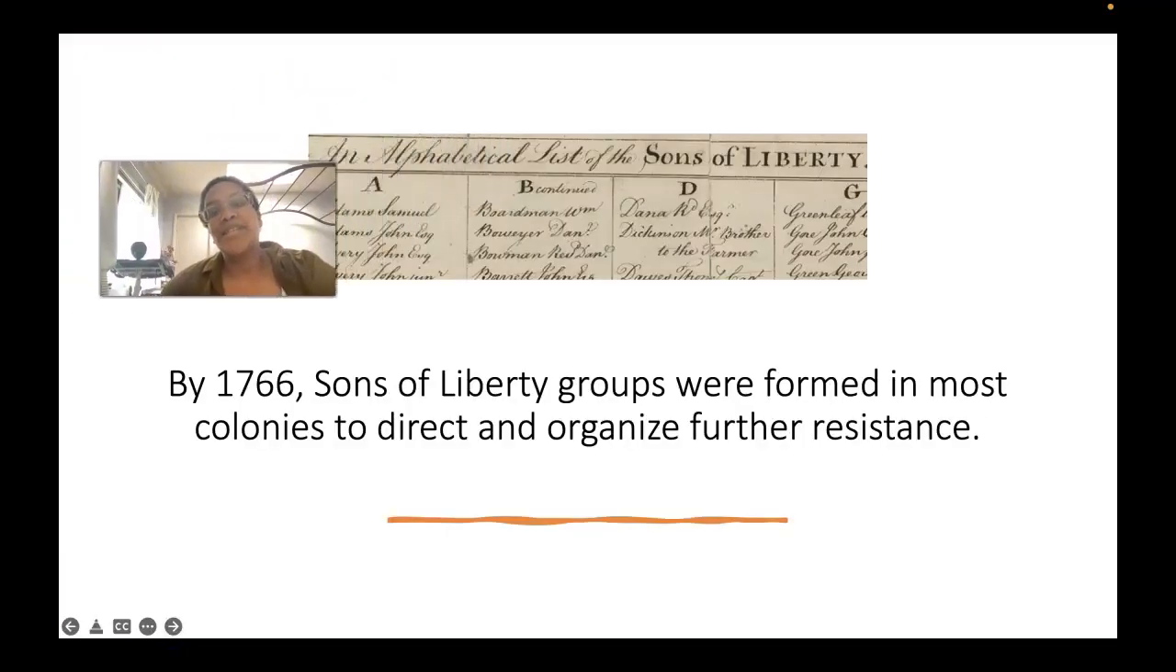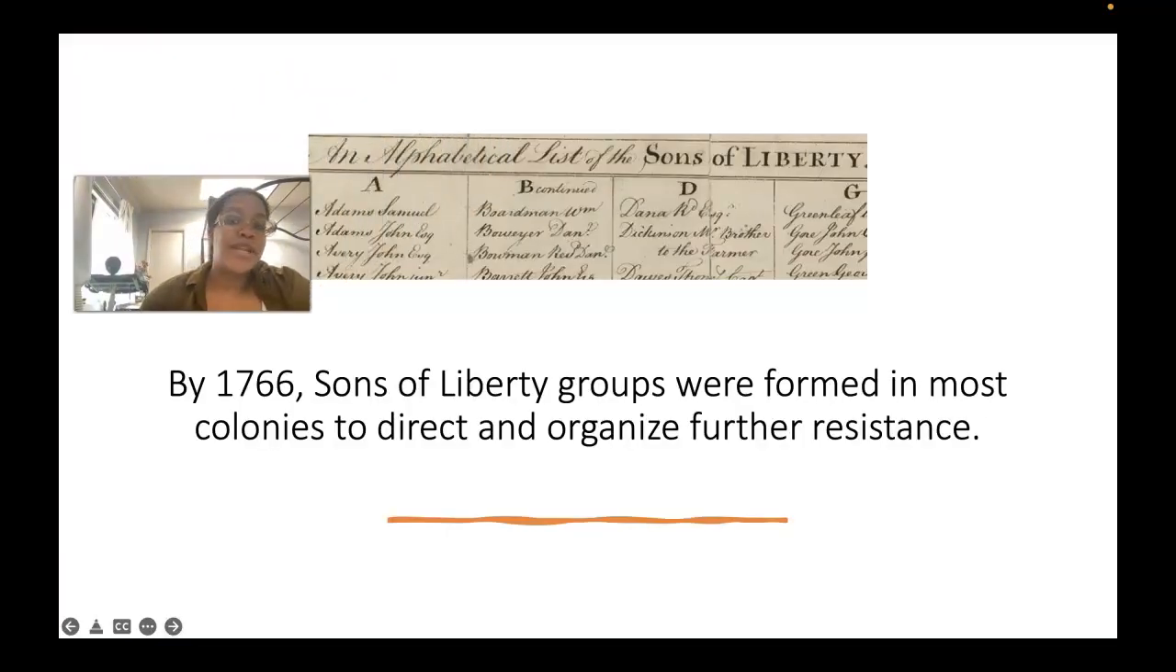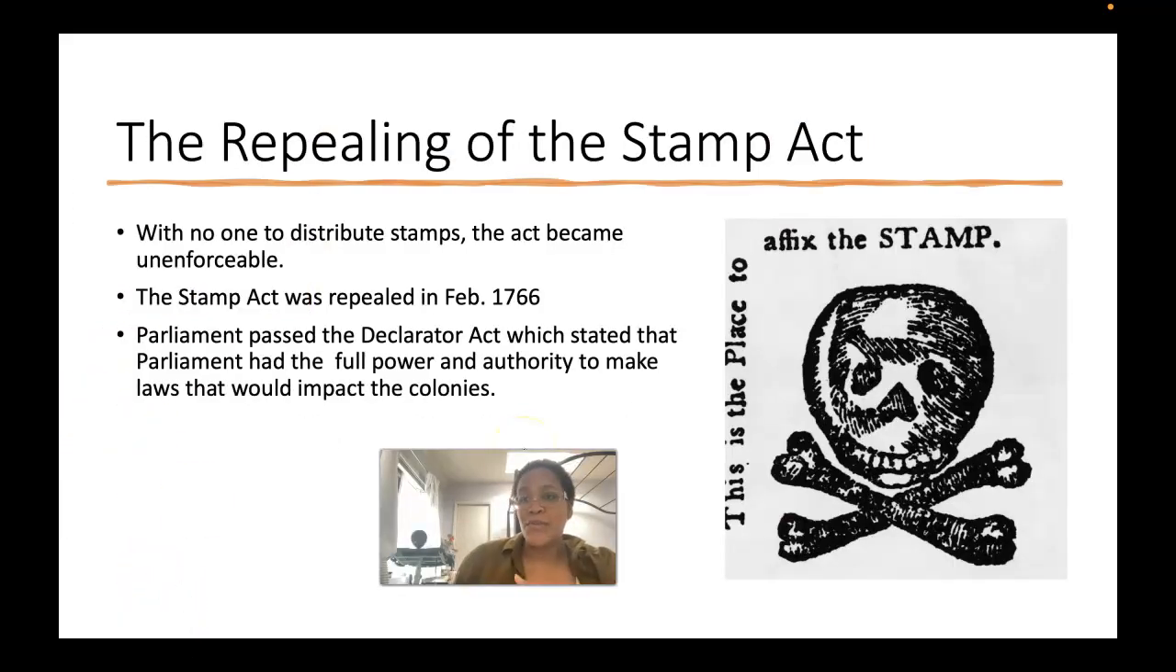And by 1766, we see organizations being created like the Sons of Liberty. And these groups were designed to organize and direct further resistance actions. And with no one to distribute the stamps, the act became completely unenforceable, right? And so the Stamp Act was repealed in February of 1766.